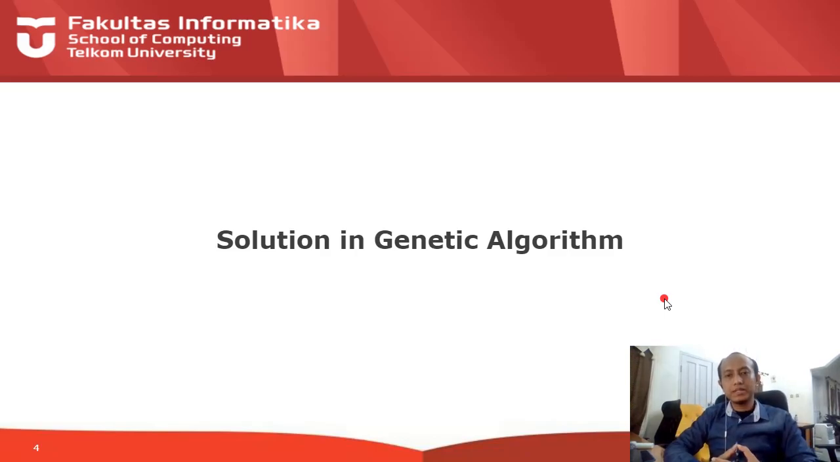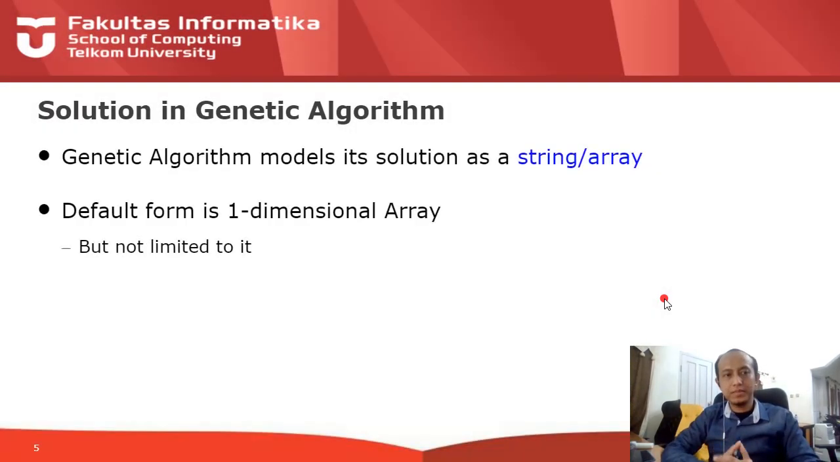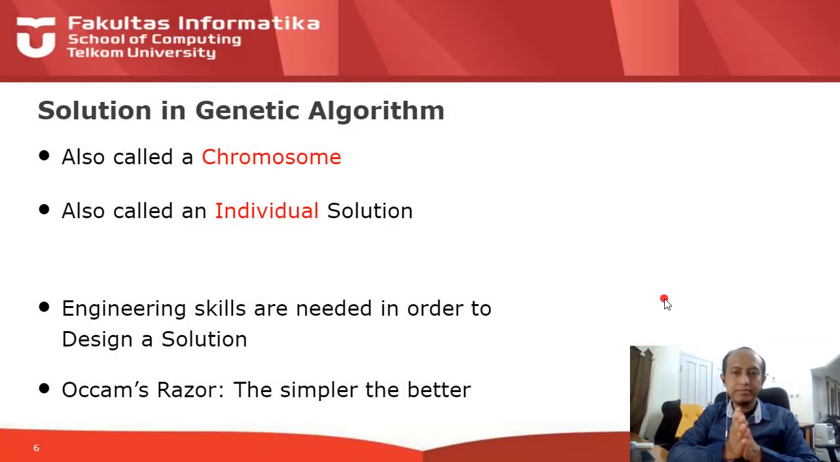Okay, so let's get started with the first concept in genetic algorithm, which is very important, and that is solution. A solution in genetic algorithm is modeled as a string or array. It's usually a one-dimensional array, and for this course, that's what we will be using. Solution is also called a chromosome. It is also called an individual.